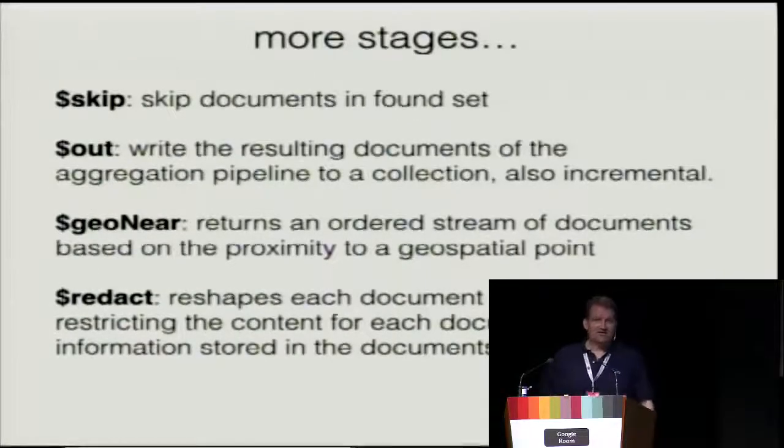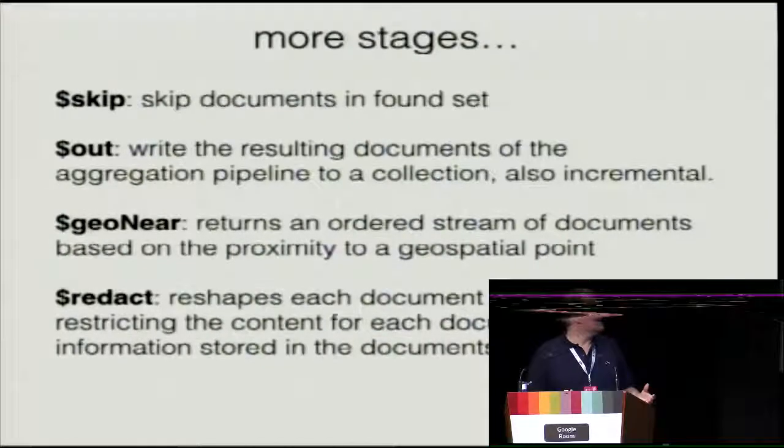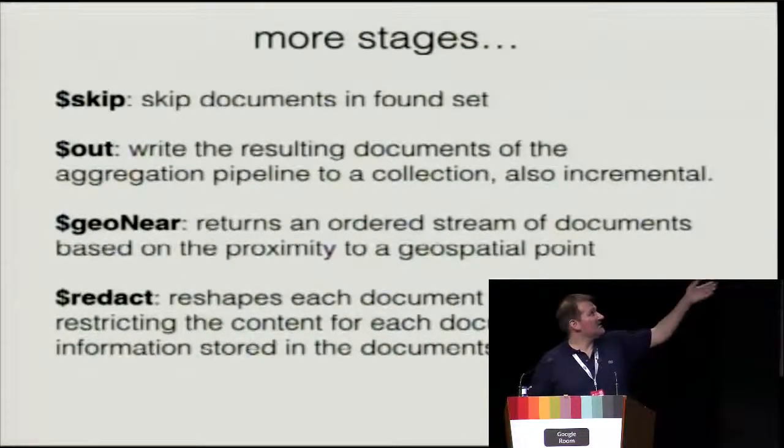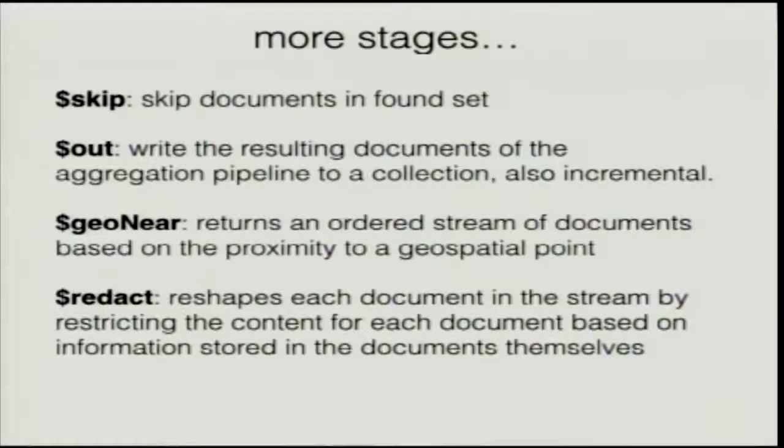Okay. So this was just a really quick introduction to stages. There are a lot of stages, as mentioned before, like skip, which is just skipping documents, and out, which writes your results to a new collection. There's geoNear, which gives you all the documents around a geospatial point. Redact, I don't know, some people use it to restrict document access on a document level, but I've never really seen it in production. And these are the stages.